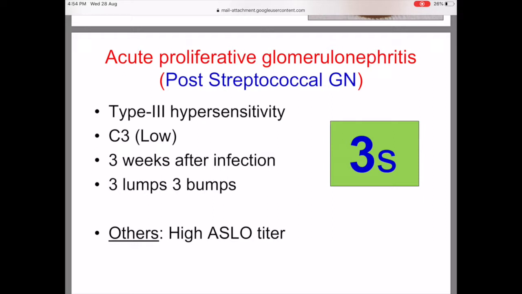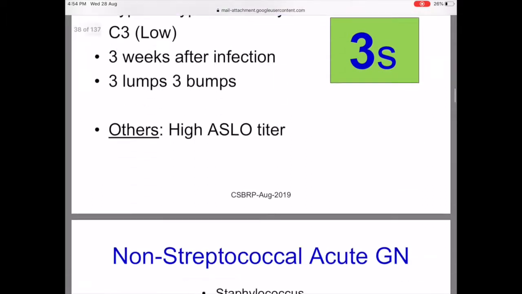One is type 3 hypersensitivity, because you will see the antigen antibody complexes playing an important role in initiating this glomerulonephritis, and low C3 levels 3 weeks after infection or sore throat, and 3 bumps and 3 lumps, that is a rhyming clue to remember the features of acute proliferative glomerulonephritis. Other features, as I told already, high ASLO titers.